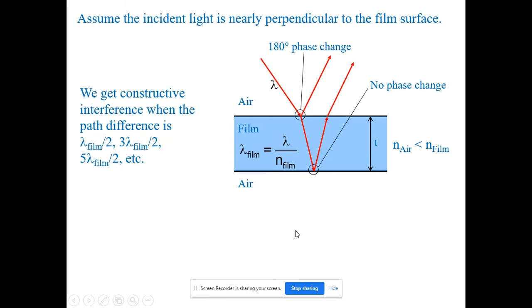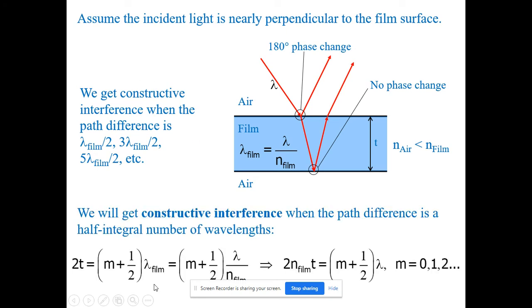to get the constructive interference, 2t plus lambda by 2 should be equal to an integer multiple. So ultimately, the lambda by 2 will go to the right hand side and give you the half integer. If the path difference is lambda film by 2, 3 lambda film by 2, 5 lambda film by 2, then we will have the constructive interference. So we have constructive interference when 2t is m plus half lambda film, or m plus half lambda by n film, or 2 n film t equals m plus half lambda.